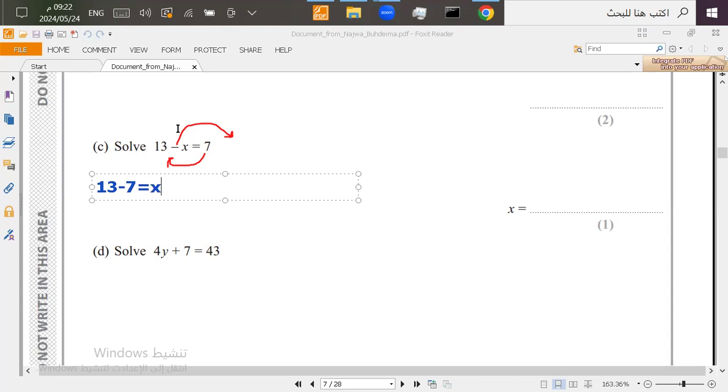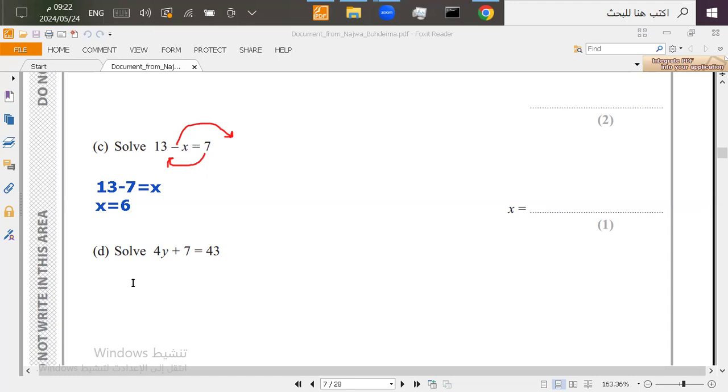That's what I did. I changed the place of the x, and it became positive x, and the 7 became negative 7 here. Now 13 minus 7 will equal what? Very good. So x equals 6. Good job. Focus on the steps and on how to answer algebraic questions, because if you have a wrong sign, it will change everything. Okay.